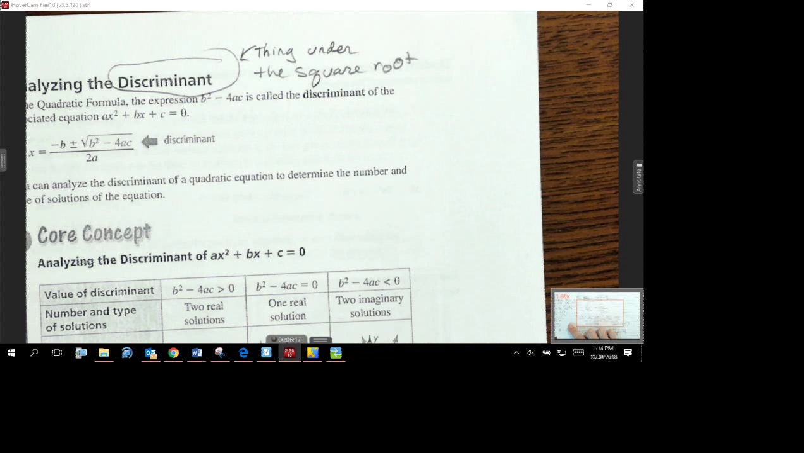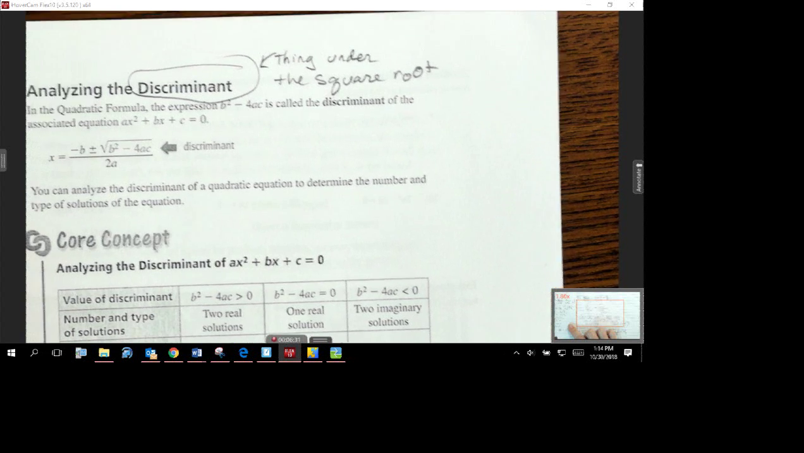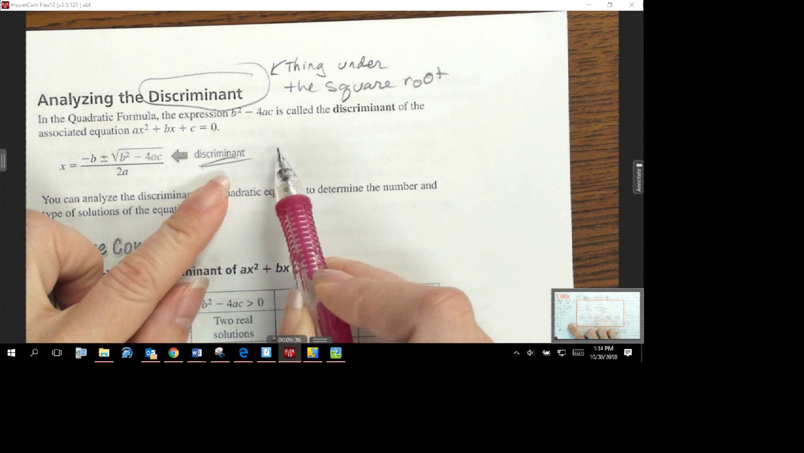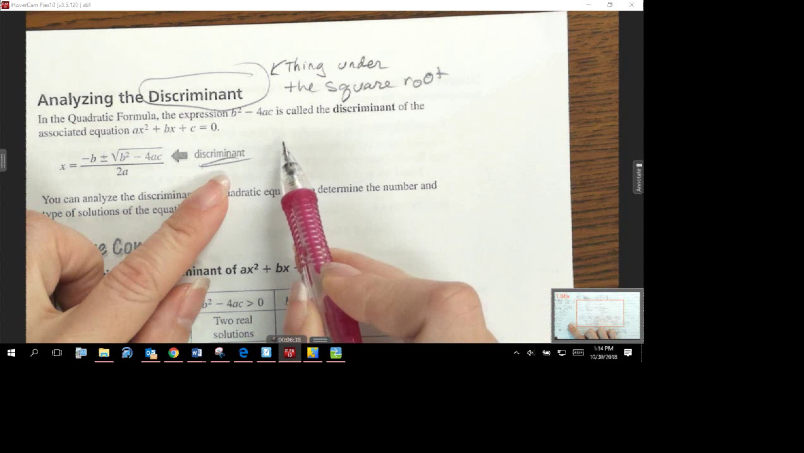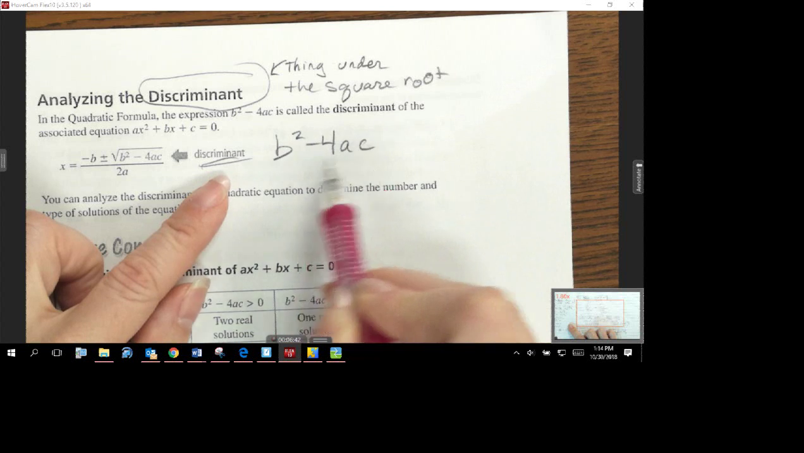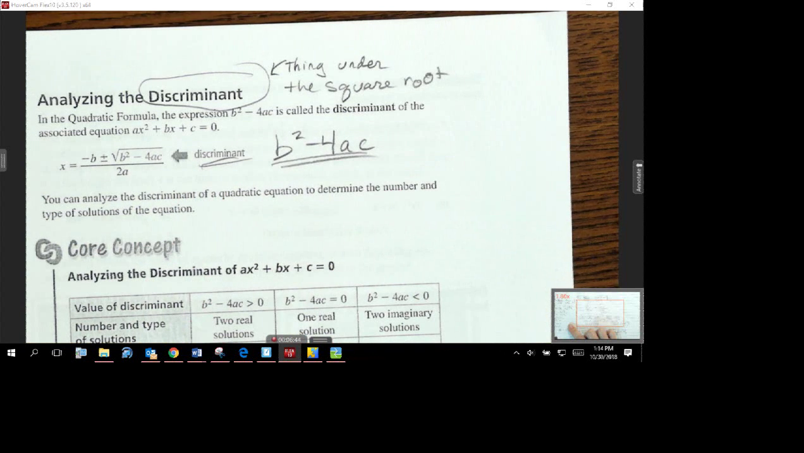It's called the discriminant. It's just the thing under the square root, but it has a fancy name, the discriminant. And when I ask you to find the discriminant, you're just going to plug stuff into what part of the formula? What's the discriminant part? The part of the square root. What part is under the square root? B squared minus 4AC. Excellent. B squared minus 4AC is the thing under the square root. That is the discriminant formula.